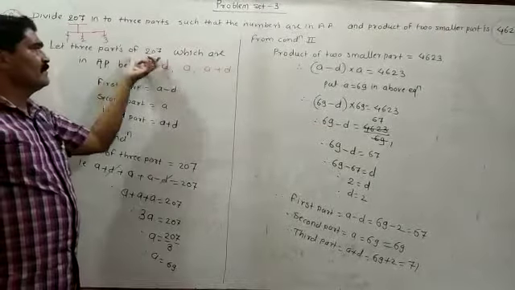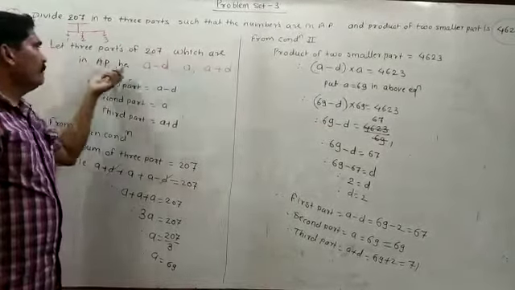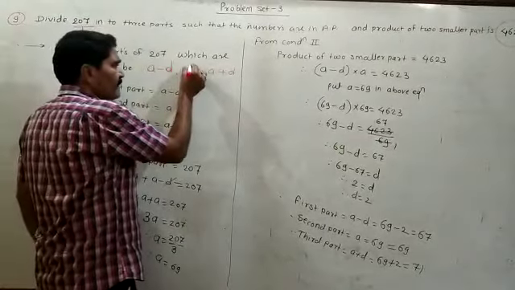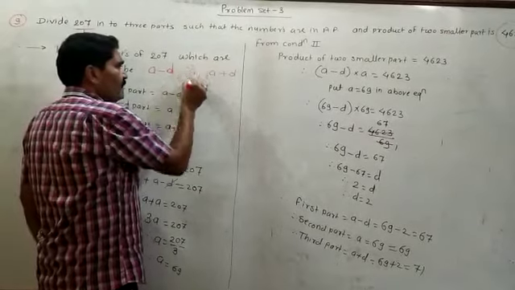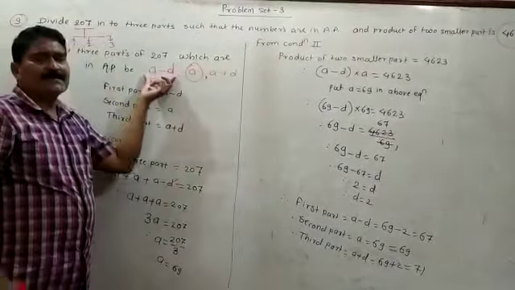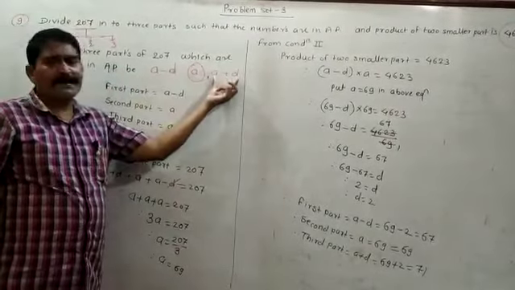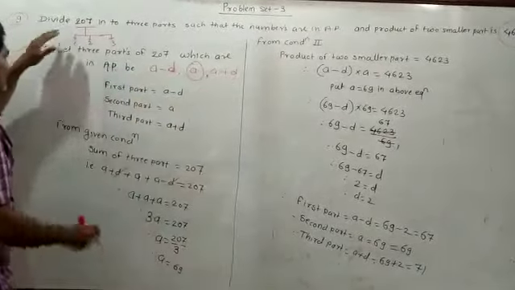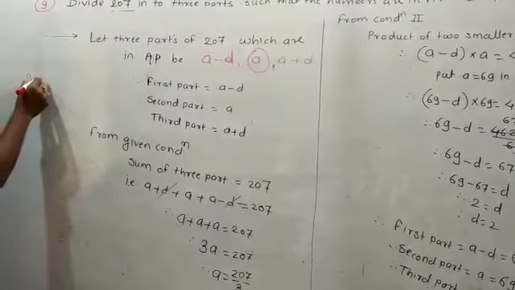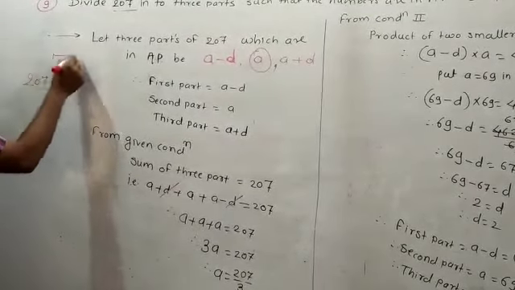which are in AP. The middle part is A. See, this part is A, then this part is A minus D and this part is A plus D. Means you will divide these 3 parts like this. This 207 you will divide into 3 parts.